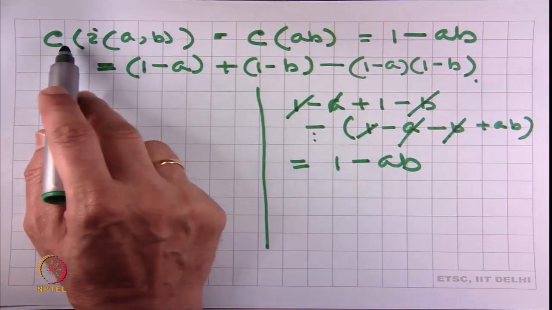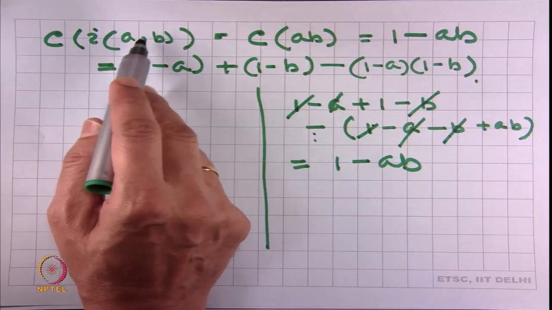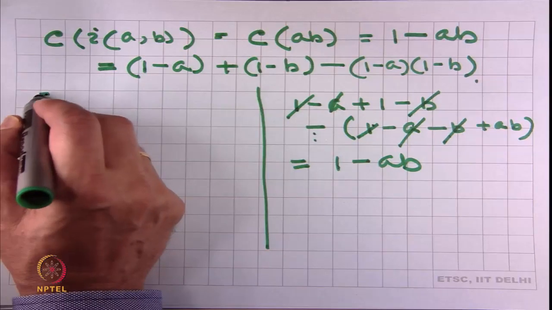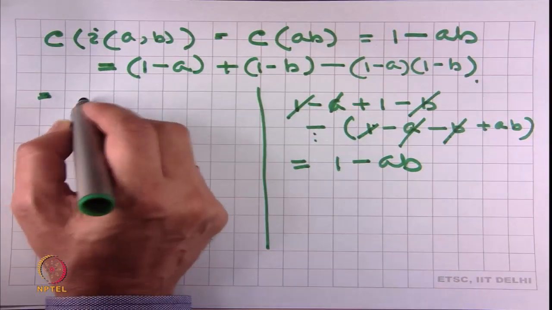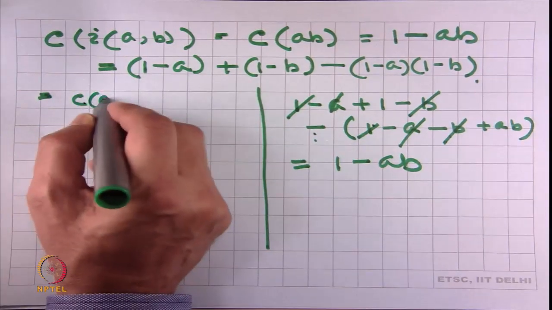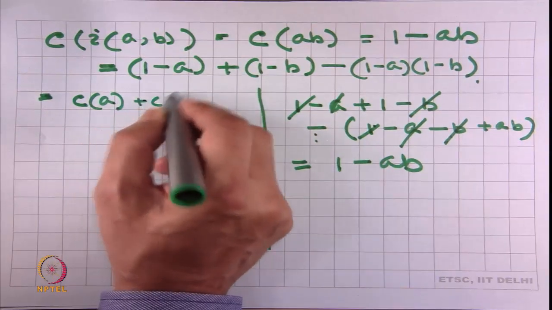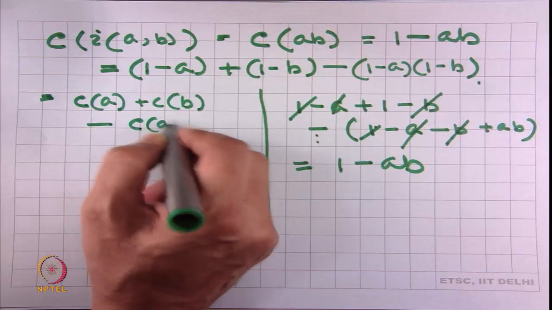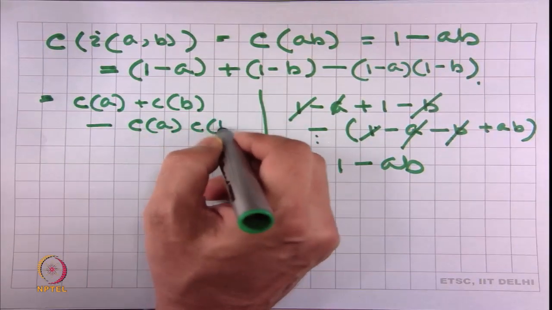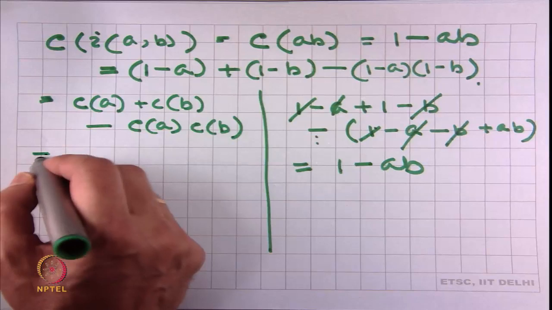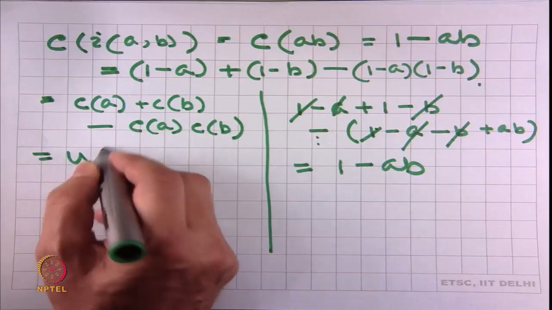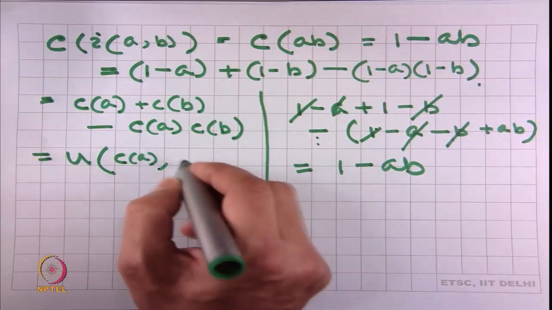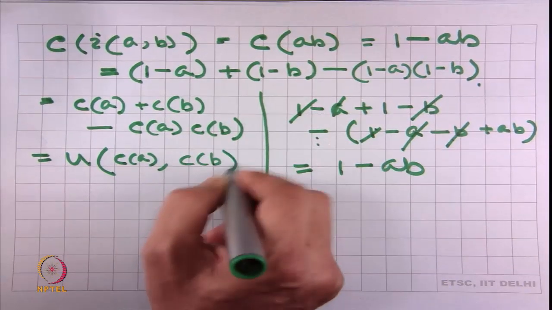Therefore, C of I of A comma B can be written as this, which is nothing but complement of A plus complement of B minus complement of A into complement of B, and which is nothing but union of complement of A comma complement of B.